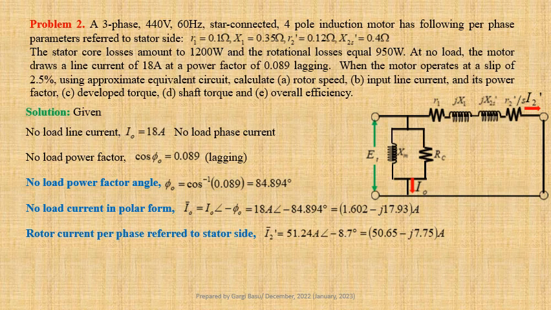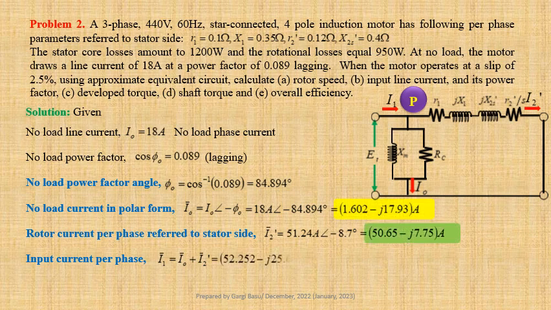Applying Kirchhoff's current law at node P, we get input current per phase I1 equals I0 plus I2'. Using values we get 52.252 minus j 25.68 ampere. This may be written in polar form as 58.2214 ampere at an angle minus 26.1725 degree. For star connected induction motor, input current per phase equals input line current.